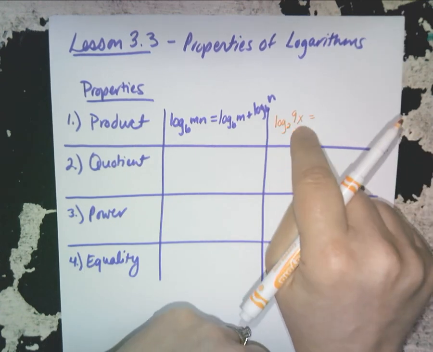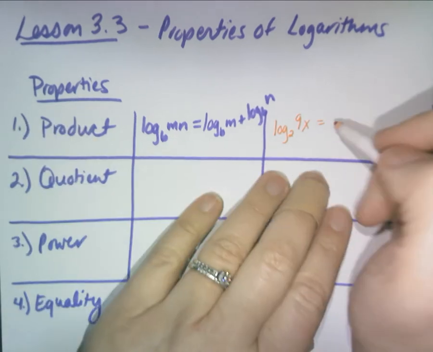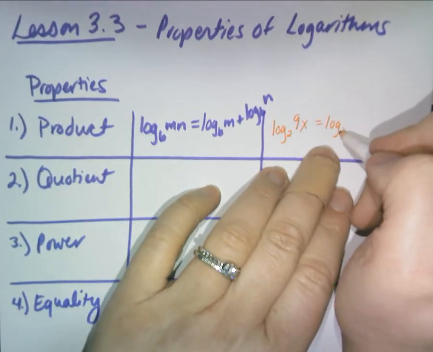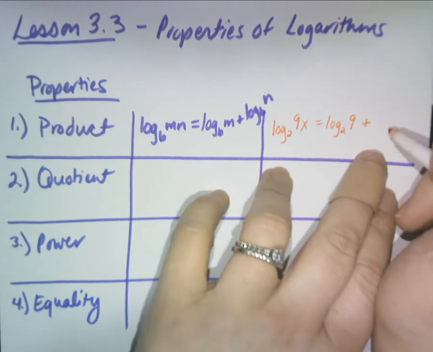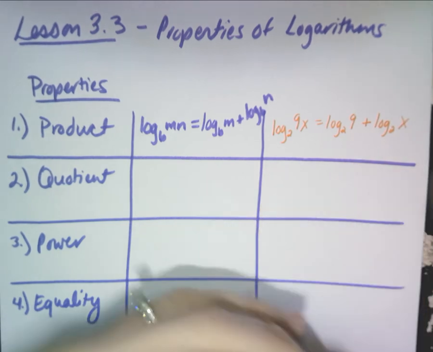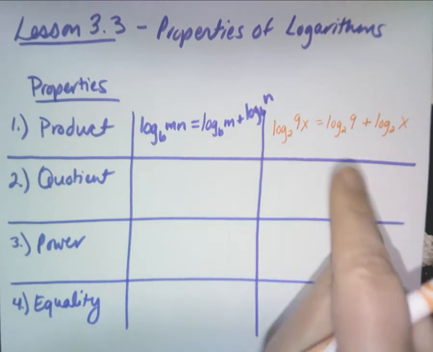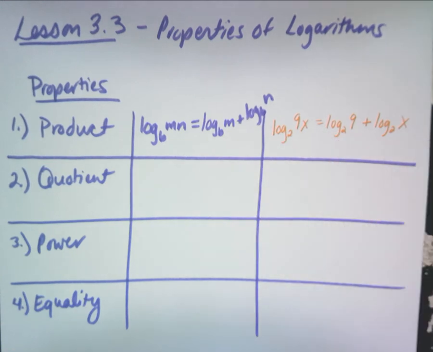So let me show you this one. Log base 2 of 9x. So how would you write this out? It's called expanding it. How would you expand it? You would write log base 2 of 9 plus, what would come next? Log base 2 of x. Correct. That's it. Okay? So that is the property that says if you're multiplying, you can actually just write it as addition. That's the first property.